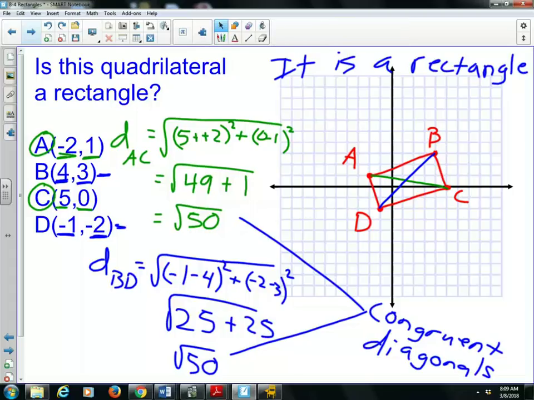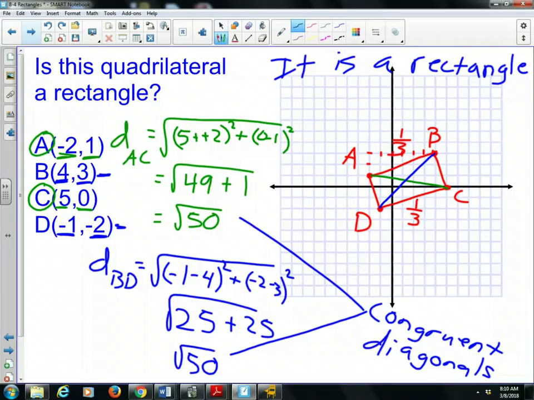I'm not going to use the slope formula. I'm just going to count rise over run. From A to B, I have to go a rise of 2 and a run of 1, 2, 3, 4, 5, 6. A rise of 2 and a run of 6. 2/6 reduces to 1/3. How about from D to C? I have to go a rise of 2 and a run of 6. 2/6, which reduces to 1/3.